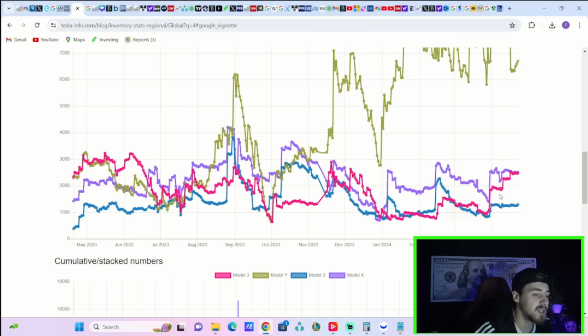The Model 3 has kind of been stair-stepping up as well, which is actually great. You're sitting at 2,500 for inventory, similar numbers for the Model X, and the Model S is just doing literally nothing at about 1,300 or so units in inventory globally.